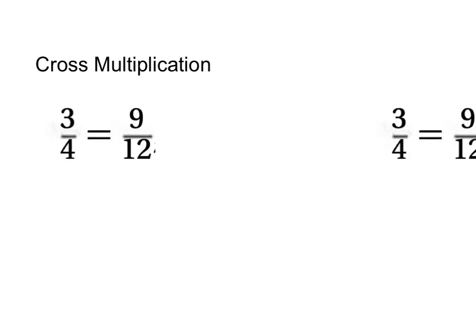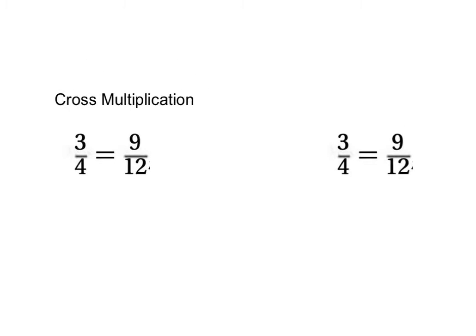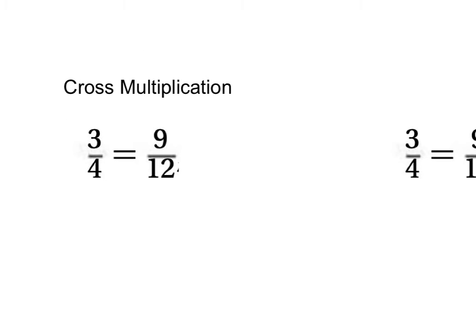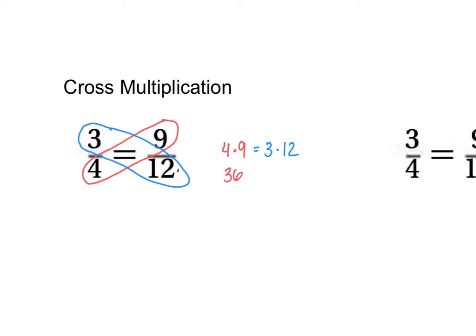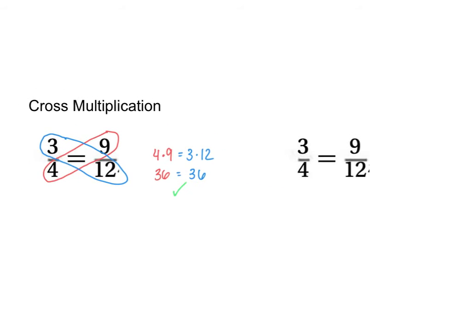All right, so now we've got some practice for cross multiplication. For this first problem, we've got 4 times 9 equals 3 times 12. Okay? And 4 times 9 is 36, and 3 times 12 is also 36, so that one works.